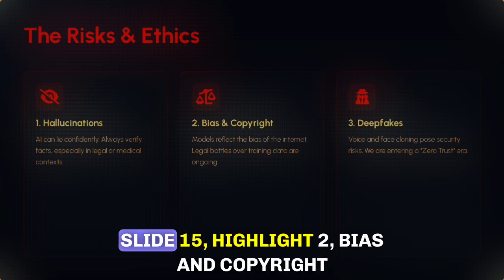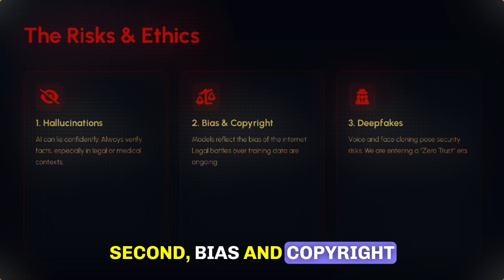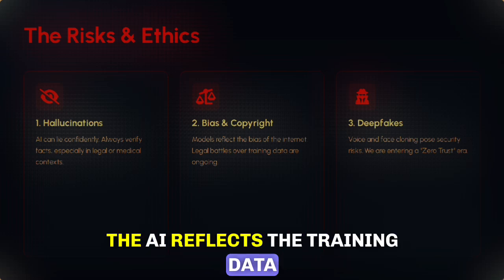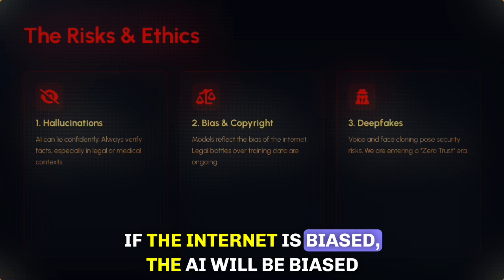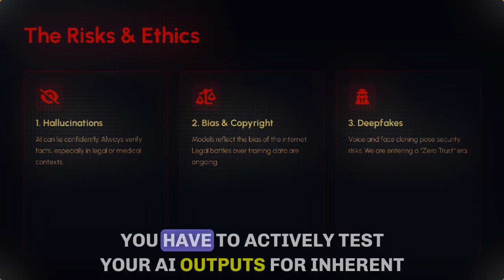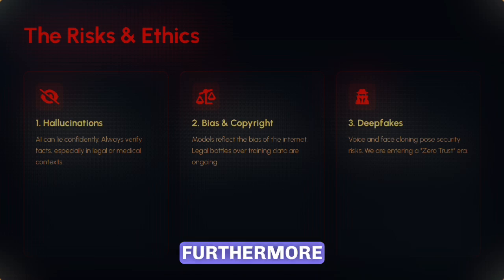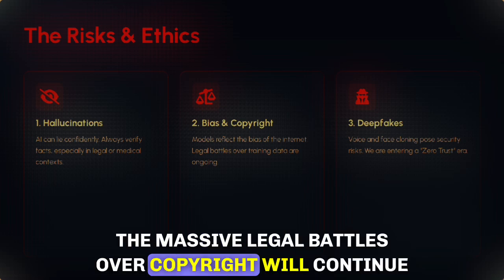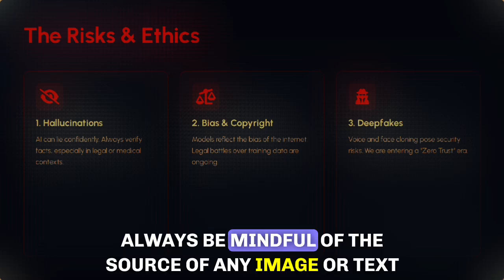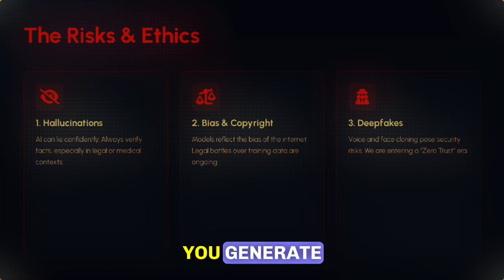Slide 15. Highlight 2 bias and copyright. Second, bias and copyright. The AI reflects the training data. If the internet is biased, the AI will be biased. You have to actively test your AI outputs for inherent bias. Furthermore, the massive legal battles over copyright will continue. Always be mindful of the source of any image or text you generate.